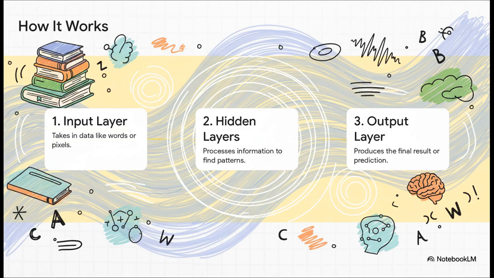So how does it work? Well, the structure is actually pretty straightforward. First up, you've got the input layer. That's where the data comes in. Could be anything, really. Pixels from a photo, numbers, whatever. Then that data flows through these things called hidden layers. And this is where the real magic happens. This is where it finds the patterns. And finally, you get an output layer, which just gives you the final answer.